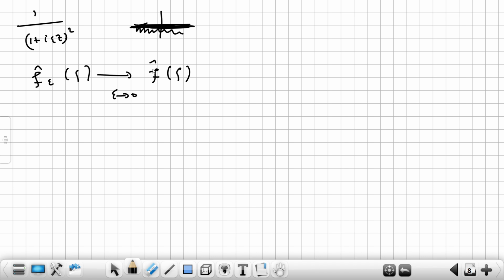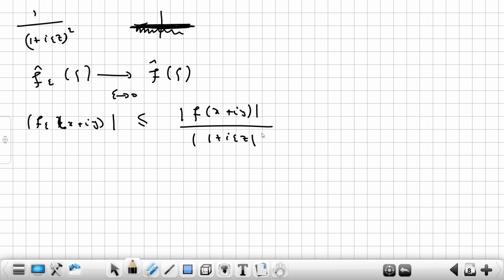But now for each fixed ε positive, we have the modulus of f_ε(x + iy) is less than or equal to what? The modulus of f(x + iy) over the modulus of (1 + iεz)². This is less than or equal to A e^(2πmy), using double star of course, over the modulus of (1 + iε(x + iy))², substituting z by x + iy.